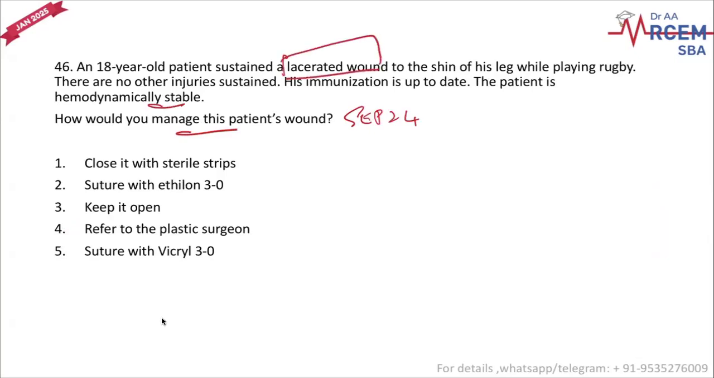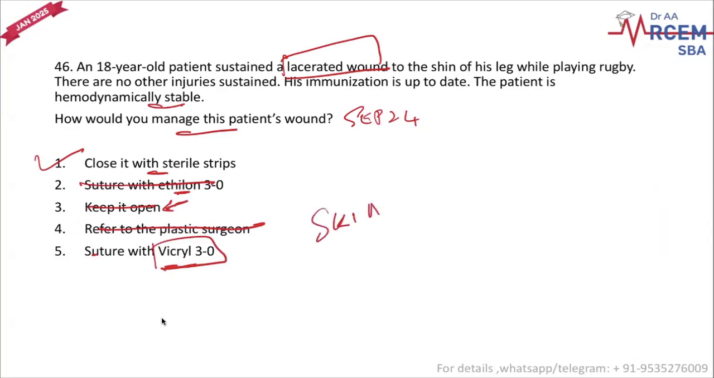Any lacerated wound over the shin, do not suture it. You will close it with sterile strips. Keeping it open can predispose to infection. Suturing shouldn't be done. A plastic surgeon will be overkill here. Vicryl is an absorbable suture. Ethilon is a non-absorbable suture. Never use an absorbable suture for closing the skin.